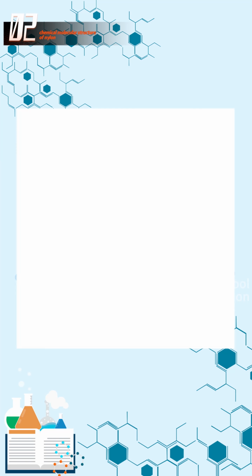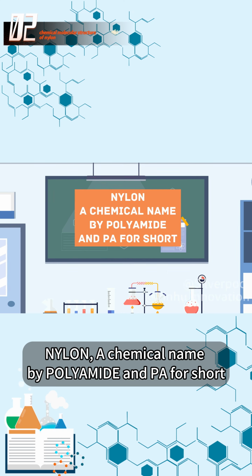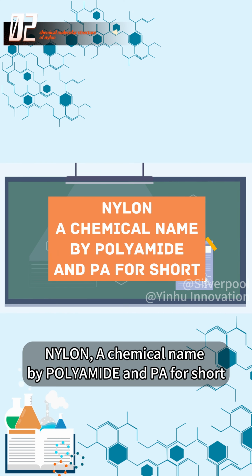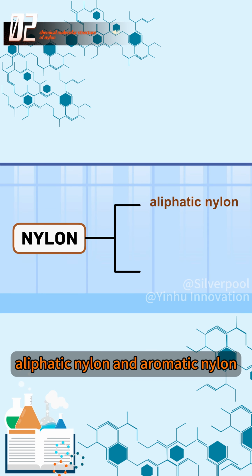Today I will share the chemical molecular structure of nylon. Nylon, chemical name polyamide, PA for short. In fact, there are two categories of nylon, aliphatic nylon and aromatic nylon.